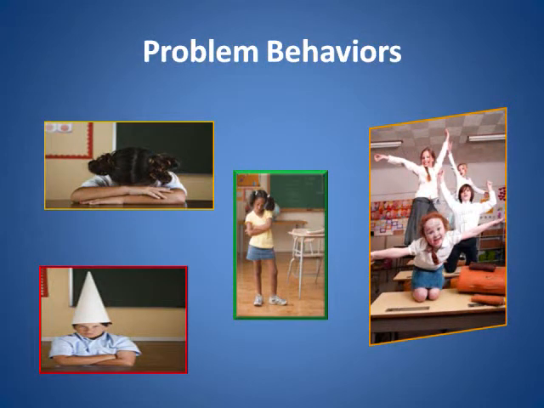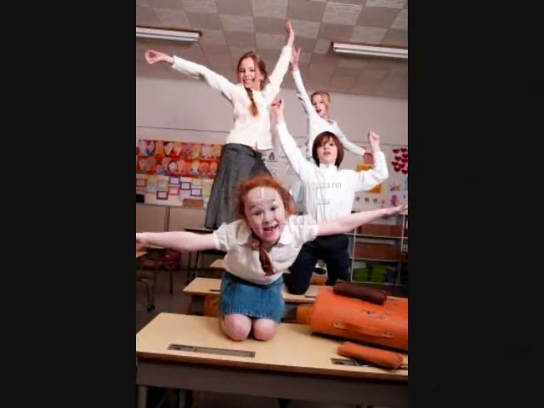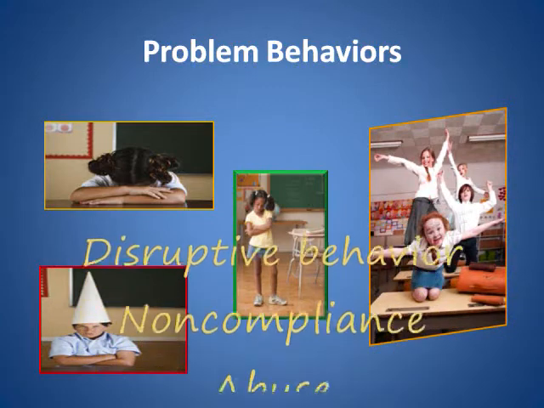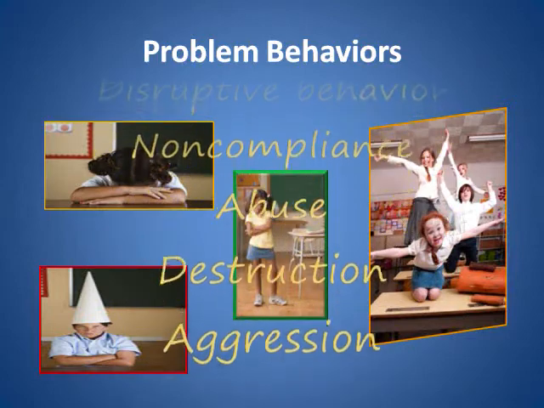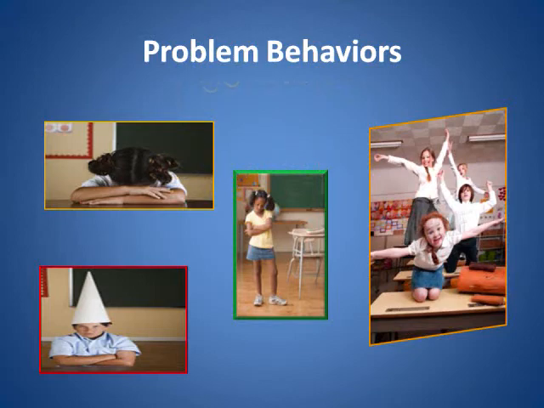As we look at these pictures of problem behaviors, we need to remember the behavior chain: the antecedent, what happens before the behavior itself, and the consequence, what happens after the behavior. We also need to keep in mind the principles of behavior, which include reinforcement, punishment, and extinction, and the functions of behavior. Problem behaviors can occur in the classroom, at home, and in public settings. Problem behaviors may consist of disruptive behavior, noncompliance, verbal or physical abuse, property destruction, and aggression.